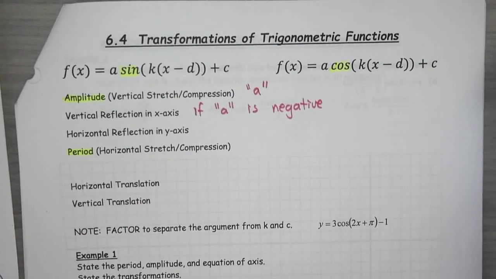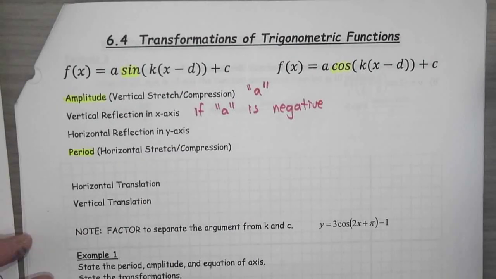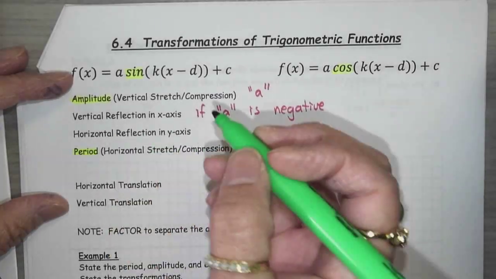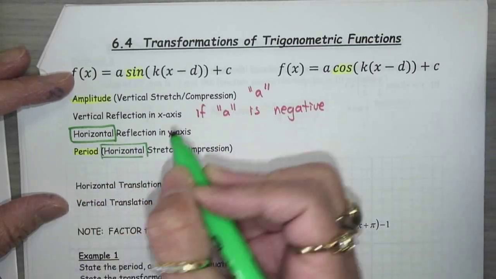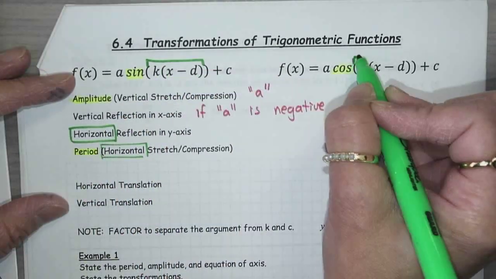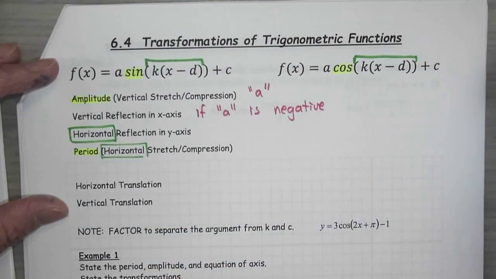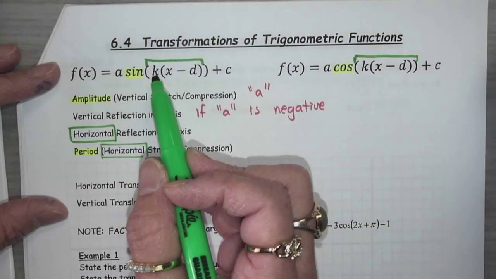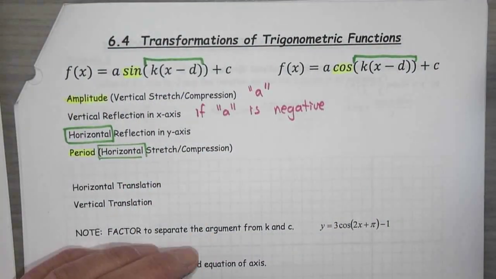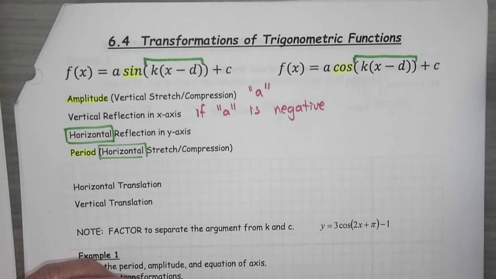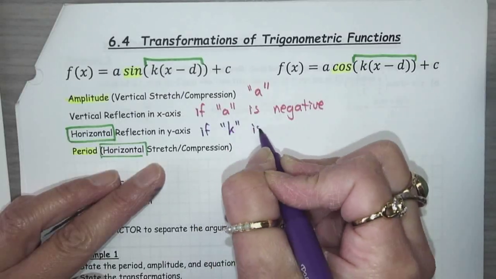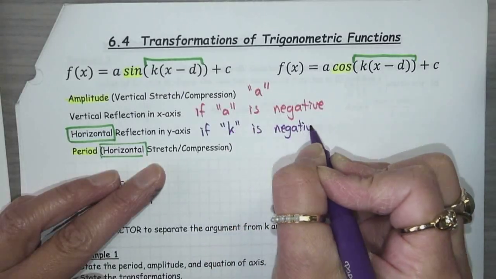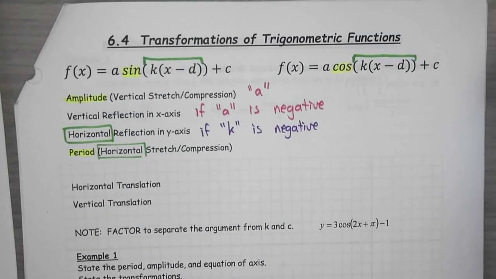Horizontal reflection will always be from this part here. So everything horizontal is going to come from this part of the equation. So the horizontal always comes from this part of the equation. The horizontal reflection will be if the K is negative. Okay, if the K is negative.